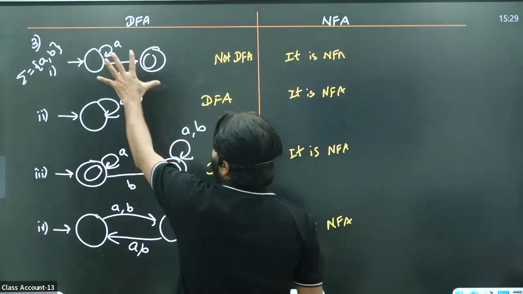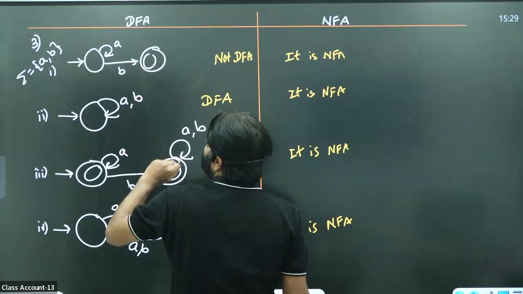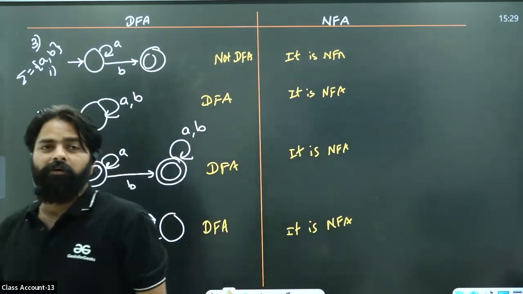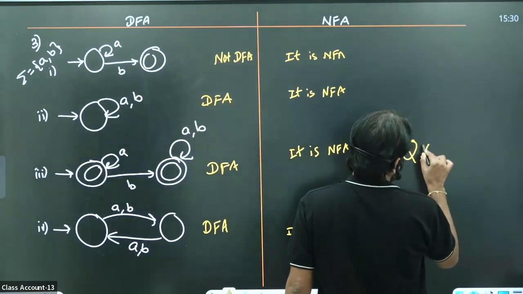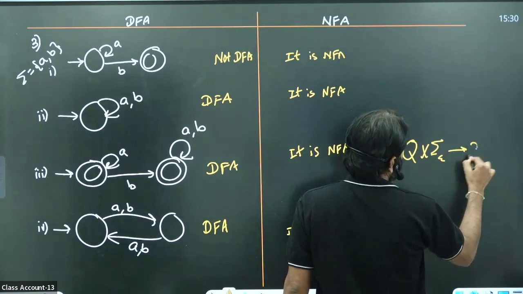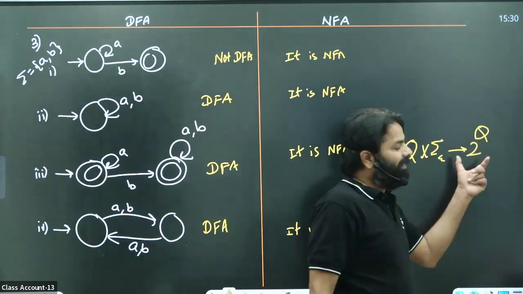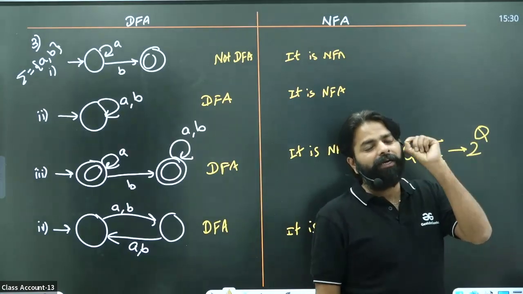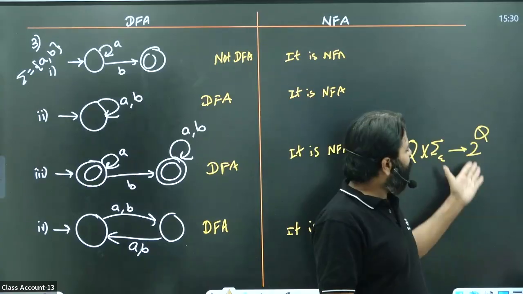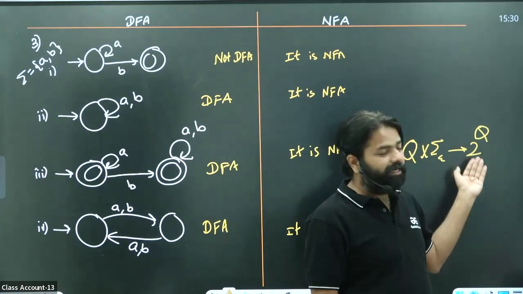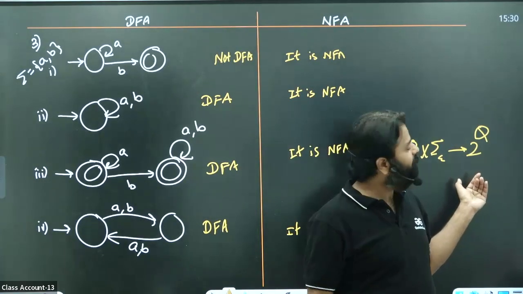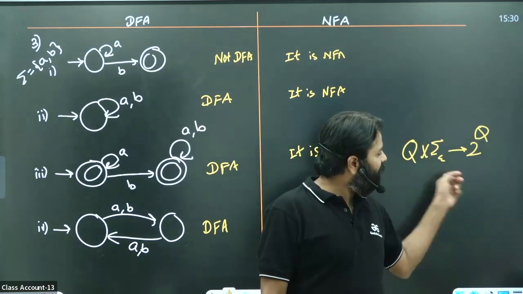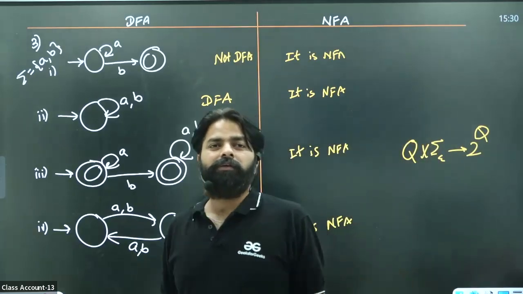And why is this not a DFA? Because from this state, the transitions are missing. If it is a DFA, from every state you will have a transition for every input. What is the meaning of this one? This is the set of all subsets. That subset may be empty, may contain one state, may contain two states, right? If it is the empty set as a subset, then that means no transition for that input symbol. If the set has only one element, exactly one transition. If the set has two elements, that has two transitions.